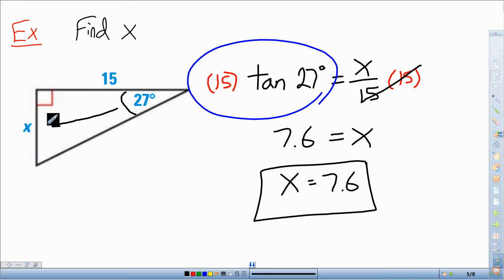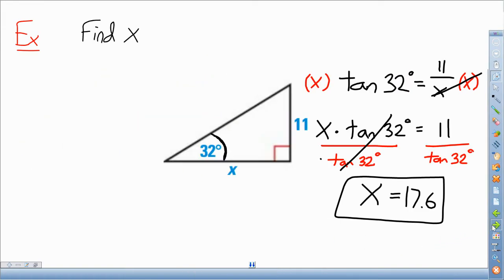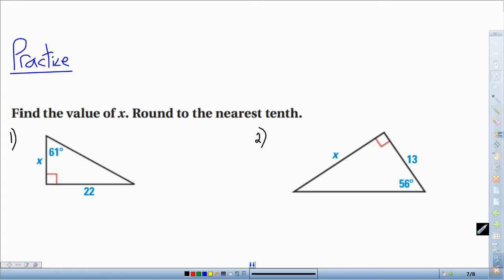Yeah, this looks about half the length of this one. Okay, so it's always good to just look at your answer in the context of your triangle, see if it makes sense. All right, guys, so I'm going to go ahead and have you try a couple of these on your own.